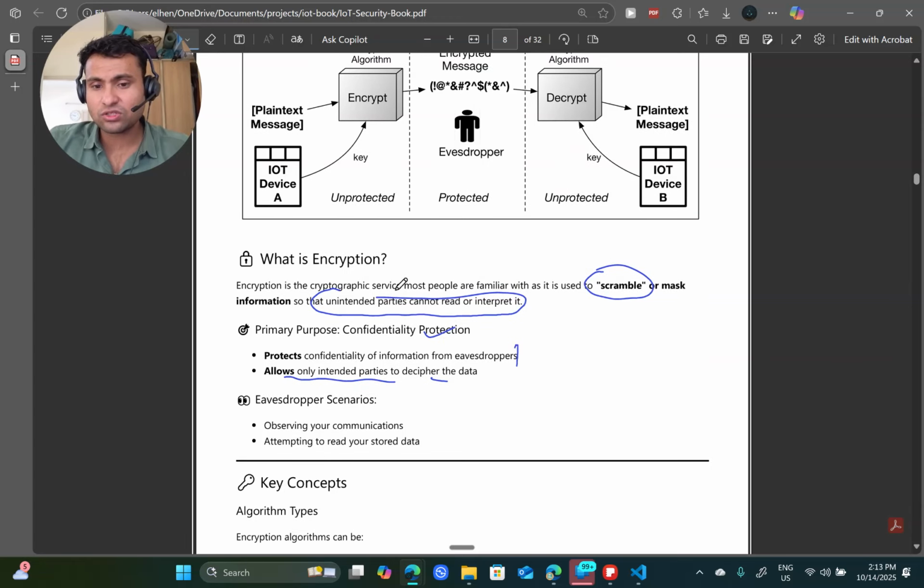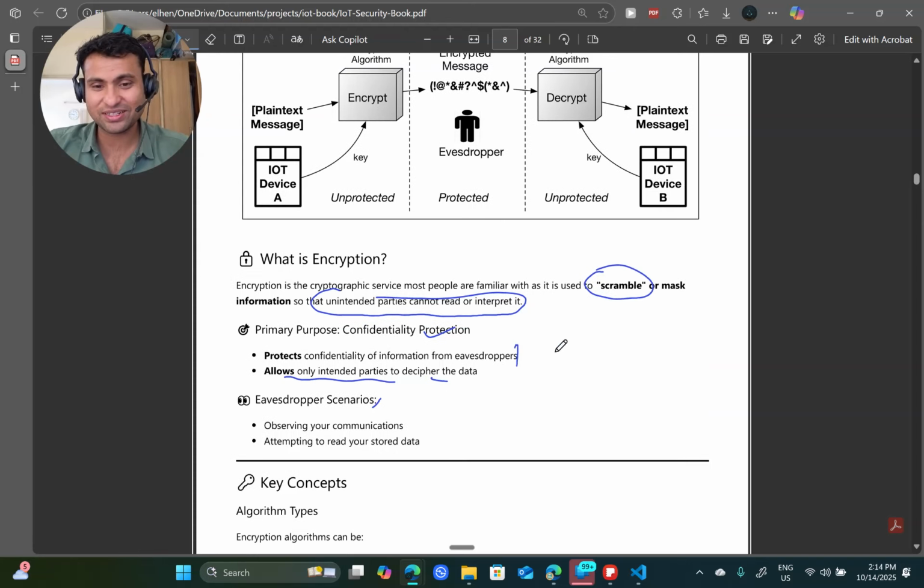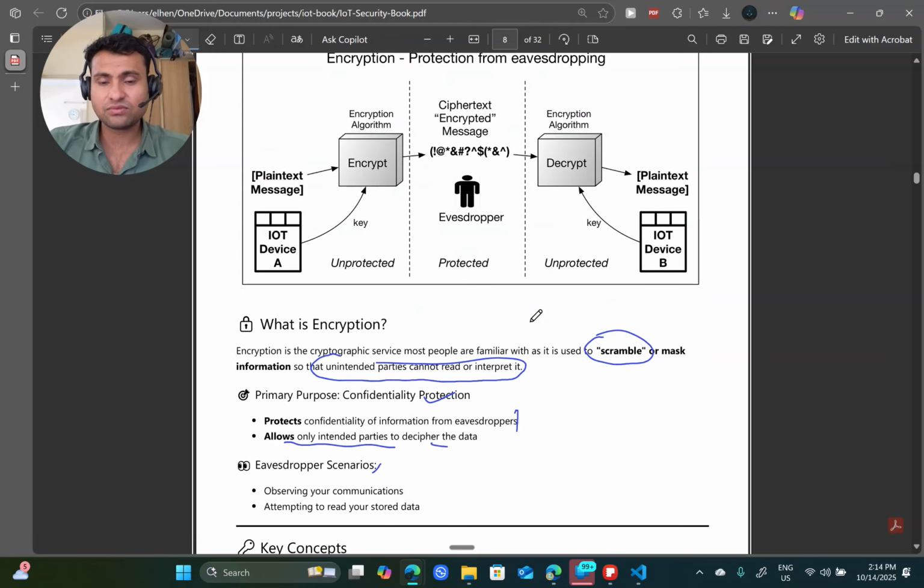In this, the scenarios include observing your communication and attempting to read stored data. Even if someone is just observing where the information is going, and not making sense of that information, that is also a security breach. He knows these two people are communicating, though he does not know what they're communicating. But that is also a potential eavesdropping scenario. And obviously, if he's able to read the data, it is even worse.